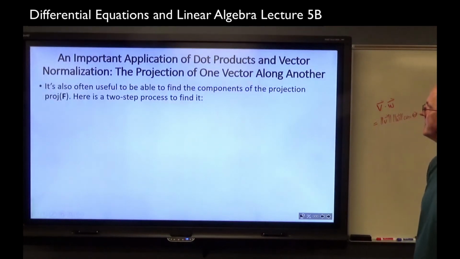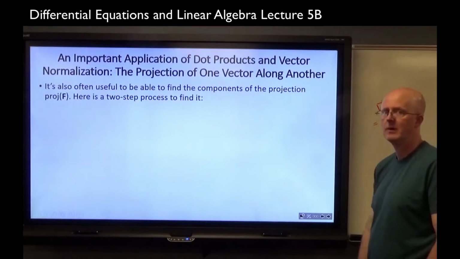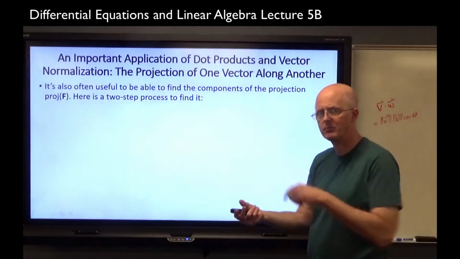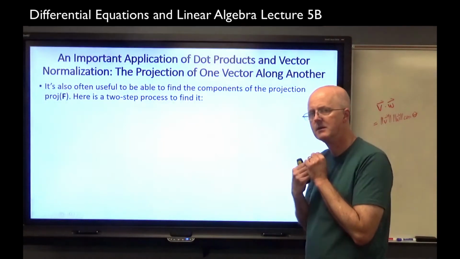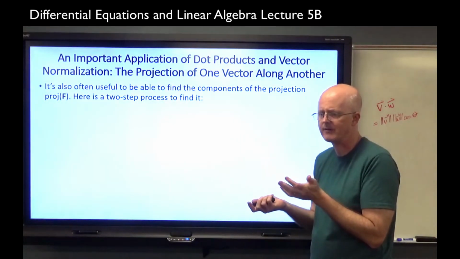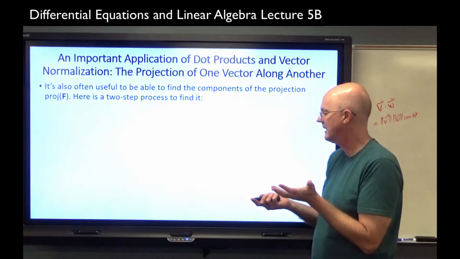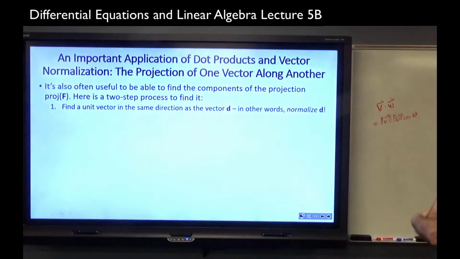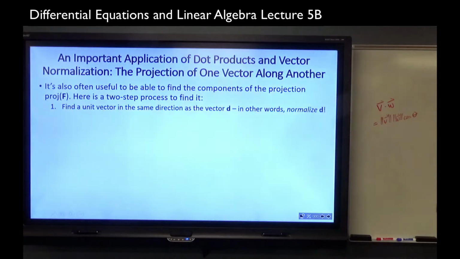It's also useful to be able to find the components of the projection vector itself. We didn't do that. We just found its length. We found the length of that shorter blue vector along the inclined plane. But it can also be useful to find its components. That's a useful thing too, it turns out. Here's a two-step process to find it, and here's an application of normalization. First, normalize. Find a unit vector in the same direction as the vector d. D was the red vector, the displacement vector along the inclined plane.